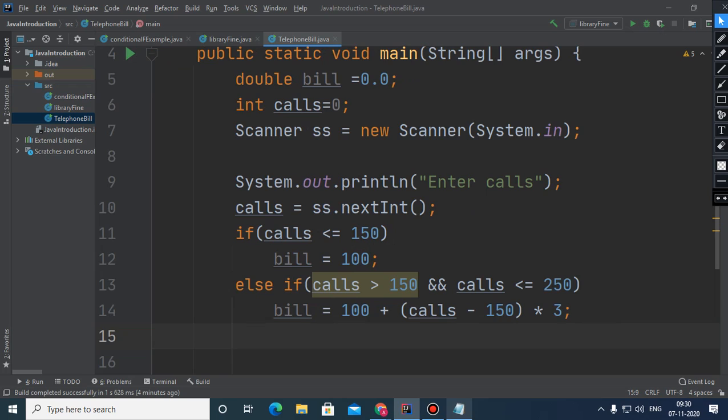Any problem, then tell. This is the way you have to calculate. Children, even if the call is 151, the bill will be rupees 100 plus 1 into 3. Because 150 we have already consumed earlier, and then 151 minus 150, that is 1 call at rupees 3. So like that you have to do.